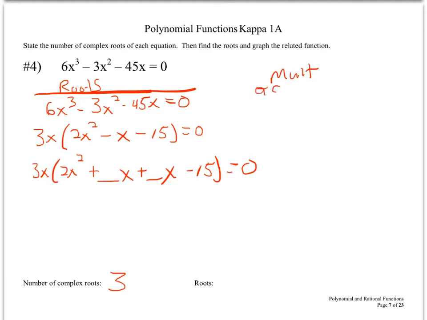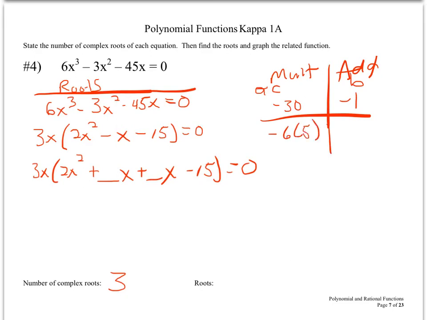So it's multiplying to get a times c, it's negative 30 in this case. Adding to get b, it's negative 1 in this case. Negative 6 and 5 work, multiplies to get negative 30, adds to get negative 1. So on one of these spots, we're going to put a negative 6, and the other one we're going to put a positive 5. Doesn't matter which is where.